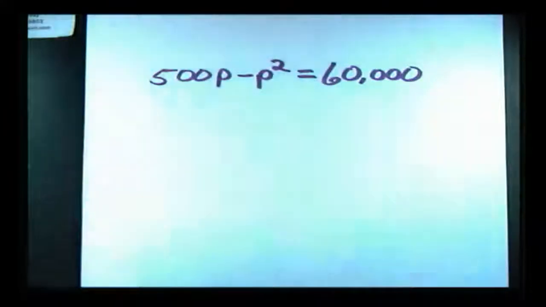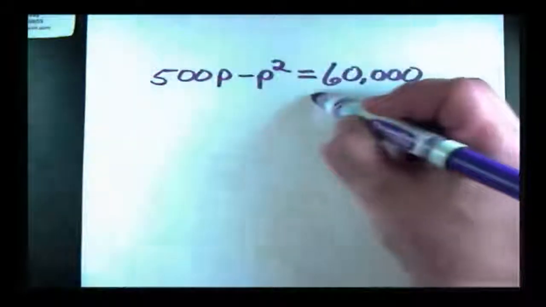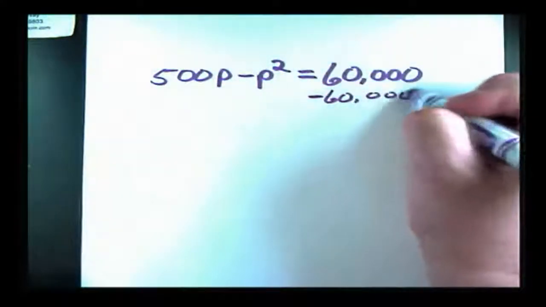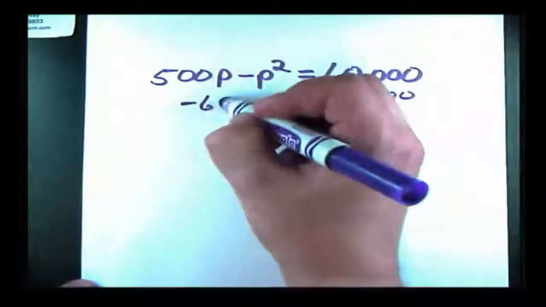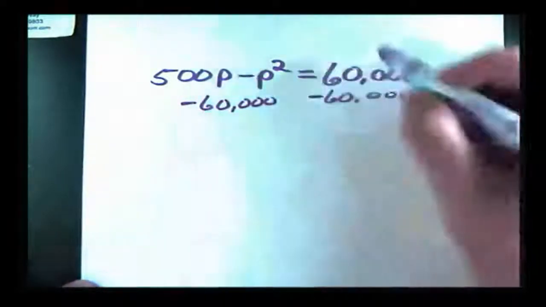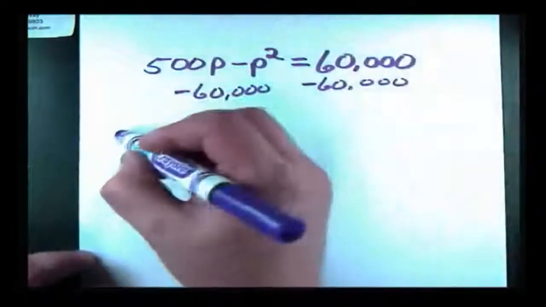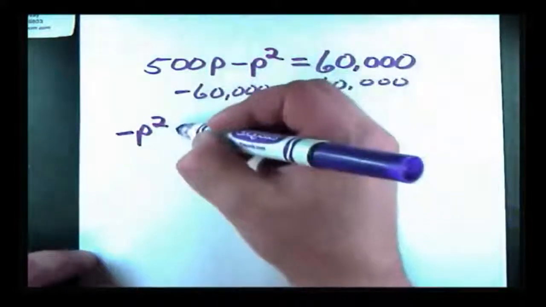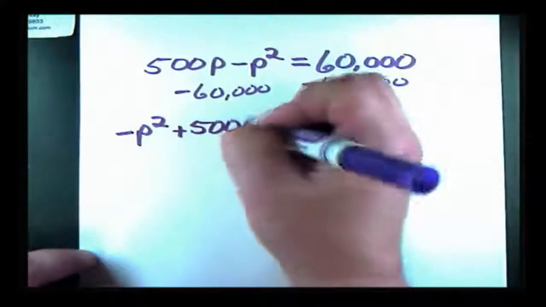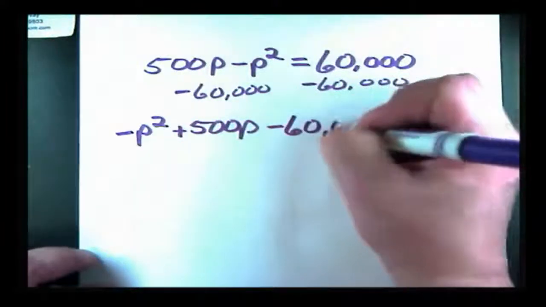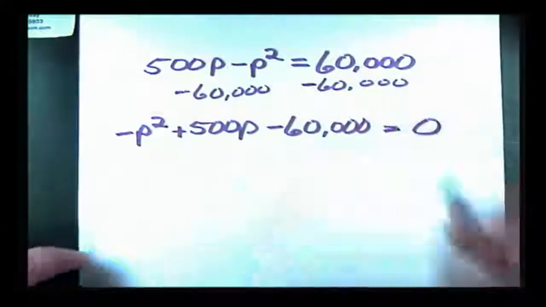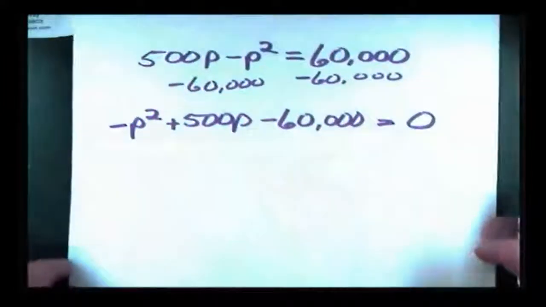But first, I have to get it in the right form. It says, if ax squared plus bx plus c is equal to 0. Well, this is not quite that form, but I can use some algebra and subtract the 60,000 from this side. What I do to one side, I have to do to the other. So I'll subtract 60,000 and I'll have, with a little bit of reordering, which I'm allowed to do, negative p squared plus 500p minus 60,000, and that is equal to 0. So now I'm in the form.